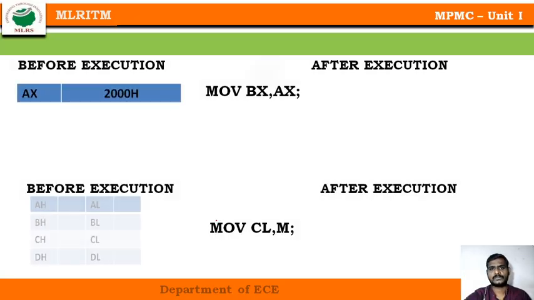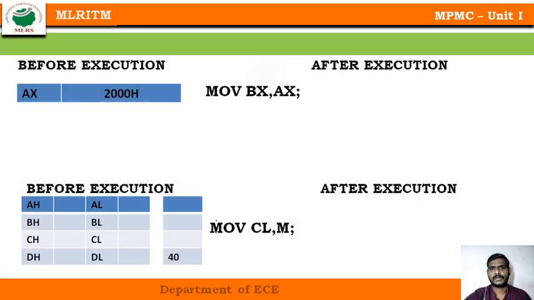So here, if I want to execute MOV BX, AX, what is the intention? Copy the data into BX. Assume my AX is having 2000 as data.